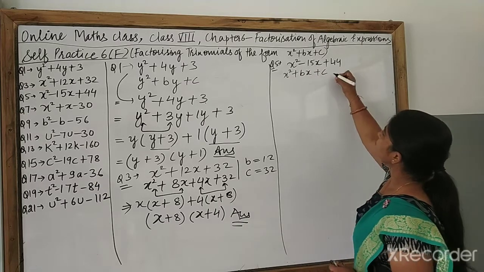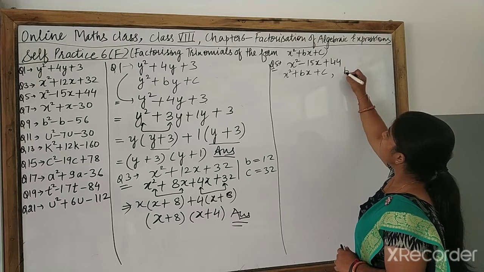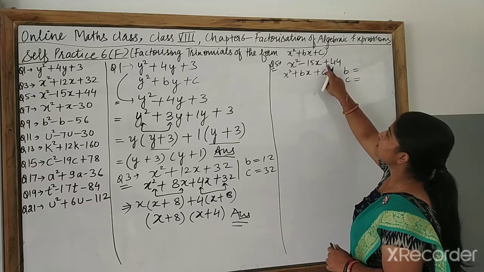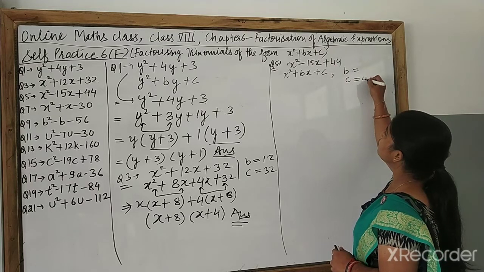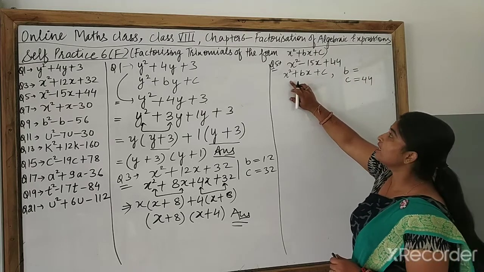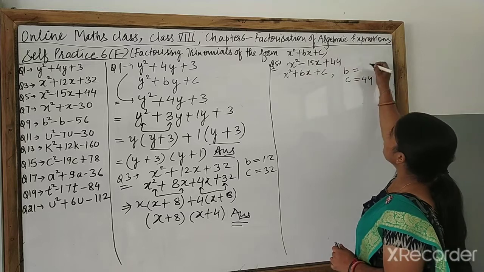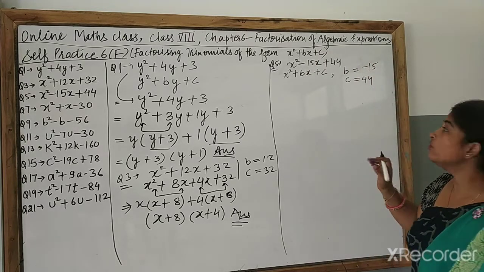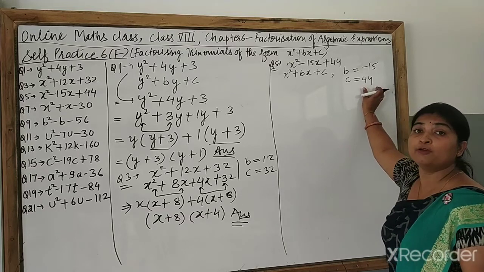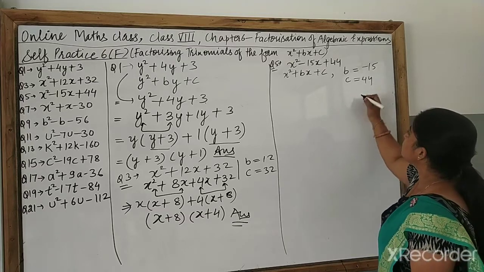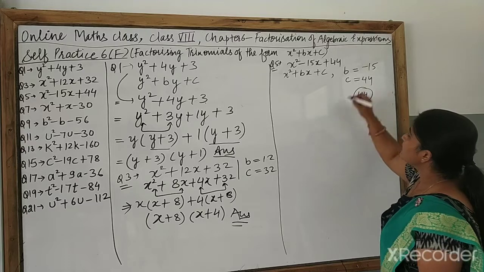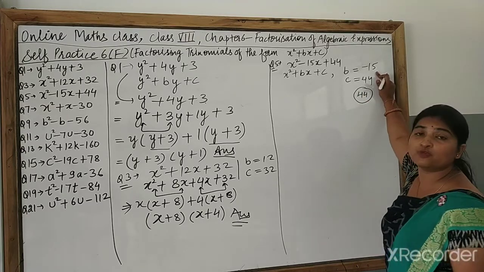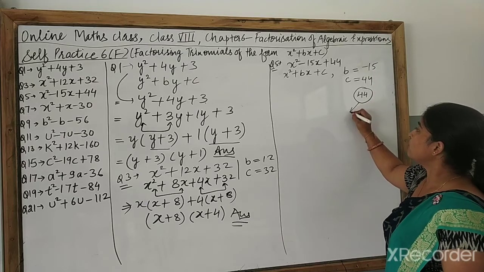Okay, so you can see what is b and what is c. C clearly you can see is plus 44. But for b here you can see that here is plus and here minus. So b will become minus 15. Now the same thing we will do. We will split this 44. We are splitting the c. So divide 44 in such a way that either the addition or subtraction number we should get is 15.